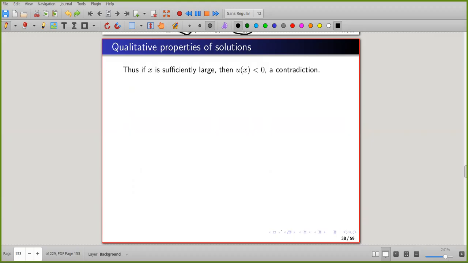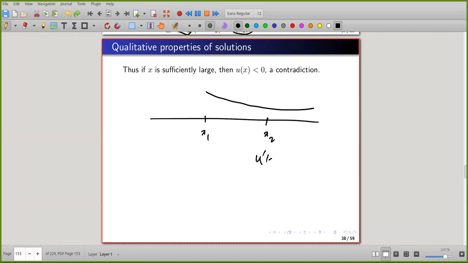Thus if x is sufficiently large, then u of x is strictly less than 0, a contradiction, because we assumed that u of x is positive in this region. That was our assumption. But here we have proved that if we can find some x2 such that u dash x2 is strictly less than 0, then by taking x to be very large, we have found that u of x is strictly less than 0.